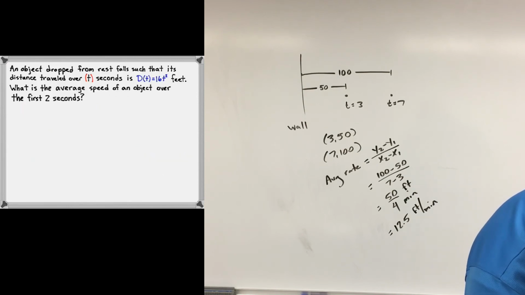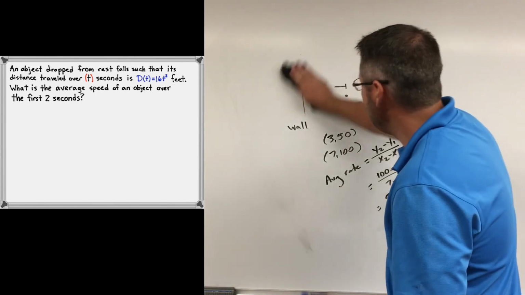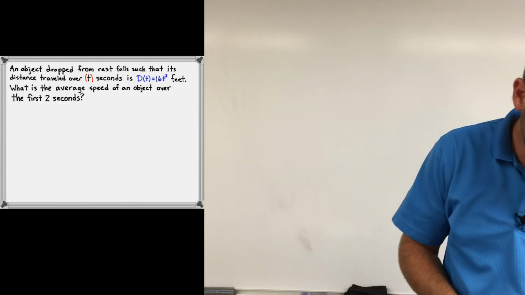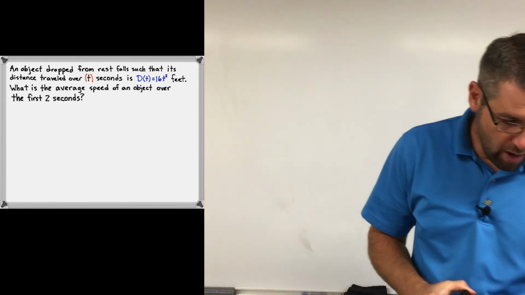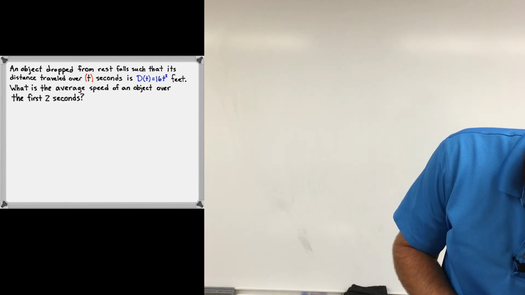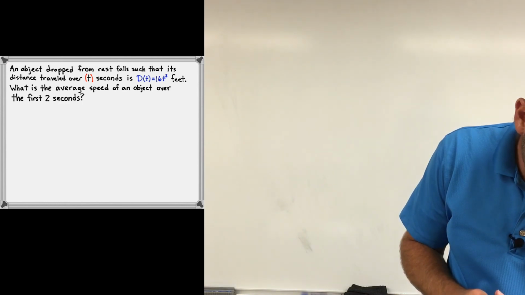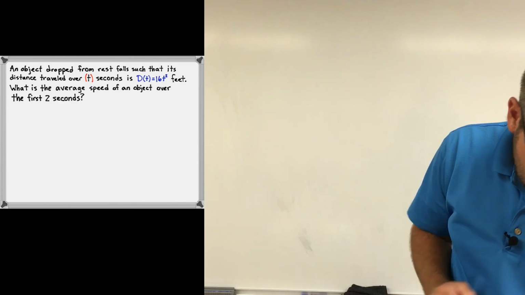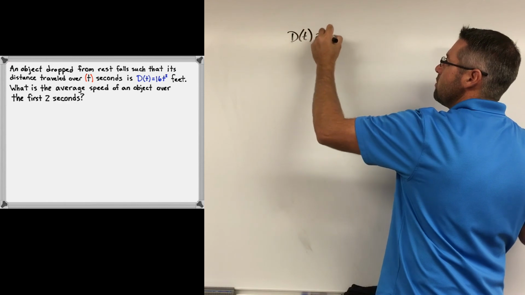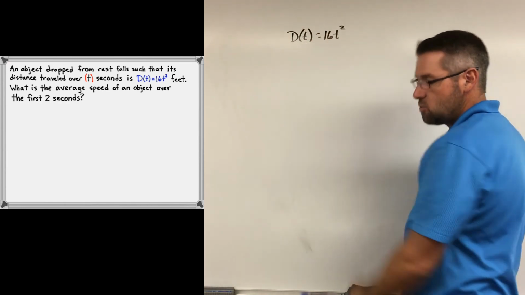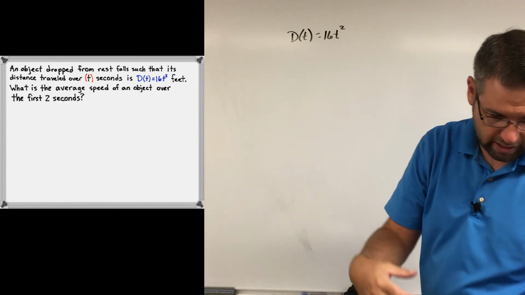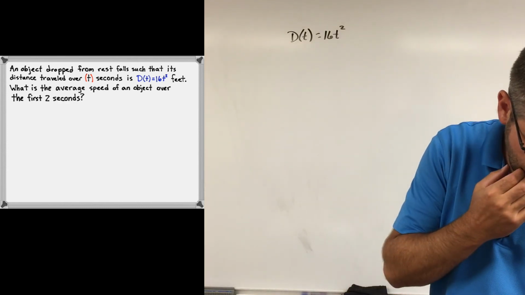Now let's take a look at a lengthier word problem here, but looking for the same thing. An object dropped from rest falls such that its distance traveled over time is d of t equals 16t squared. That should be recognizable. 16t squared, 16 is related to the force of gravity. You would put negative 16 because it's falling, but we're not interested in the direction right now.